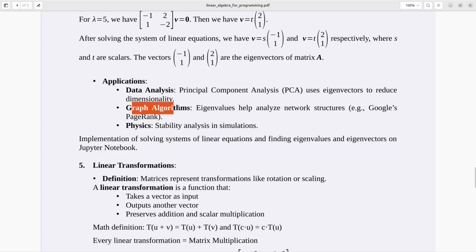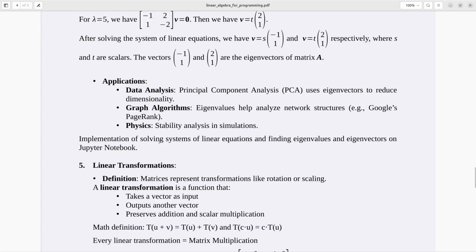And for graph algorithms, we can use the eigenvalues to help us analyze network structures, okay? So by the same token as data analysis, we can try to find the most important pieces of data that should be included in the network, okay? And for physics, we can use eigenvectors and eigenvalues to handle stability analysis in simulations, okay?